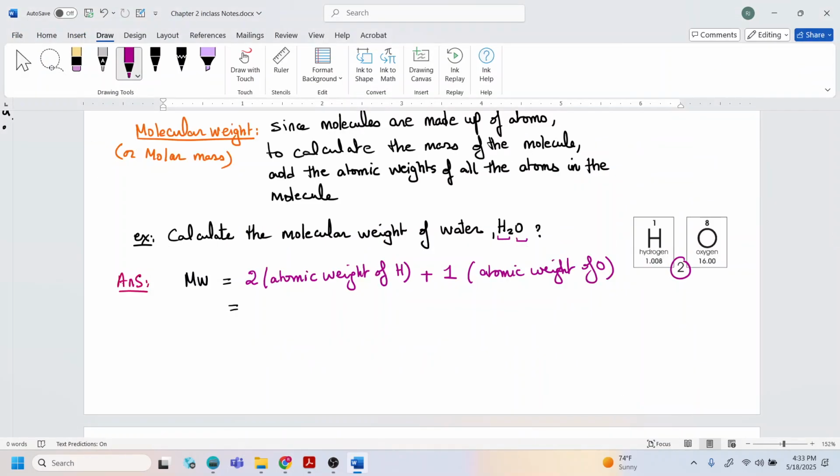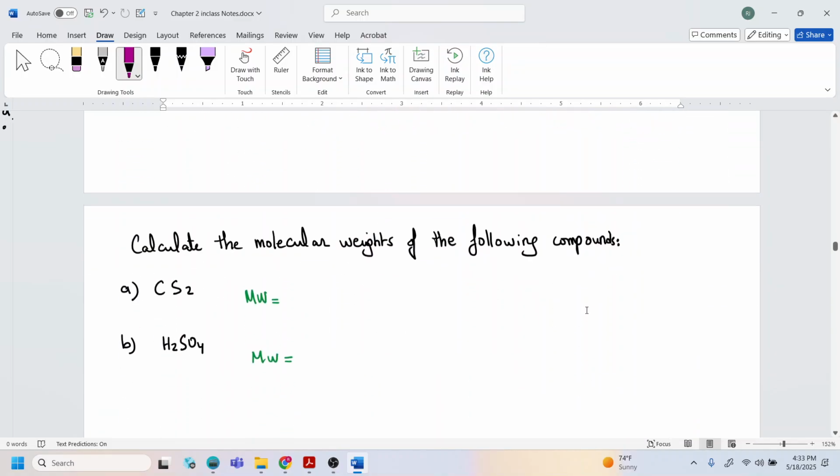So let's pull the equation over here. So it's going to be 2 times 1.01 atomic mass unit plus 1 times 16.00 atomic mass unit. So it's going to be 18.02 AMU. So for now, this is atomic mass unit. This means that the mass of the water molecule, which is made up of 2 hydrogens and 1 oxygen atom, is the sum of the masses of these atoms, and this is how you do the calculation.